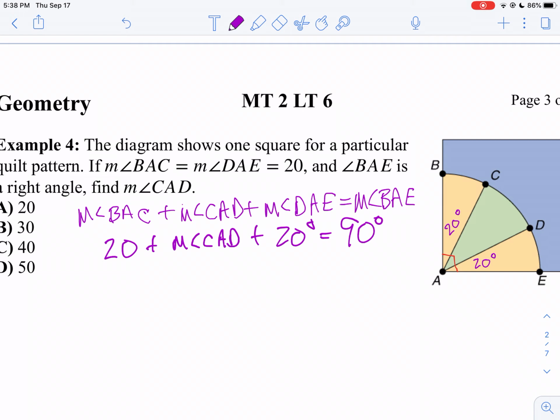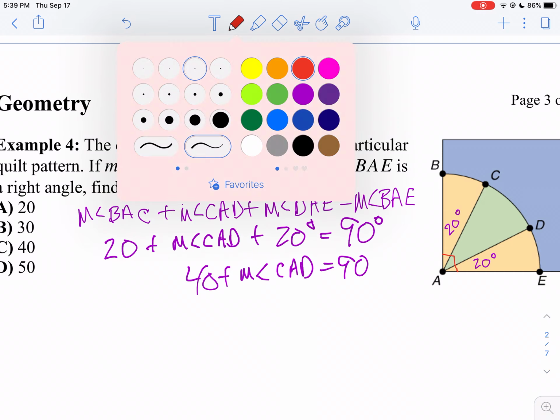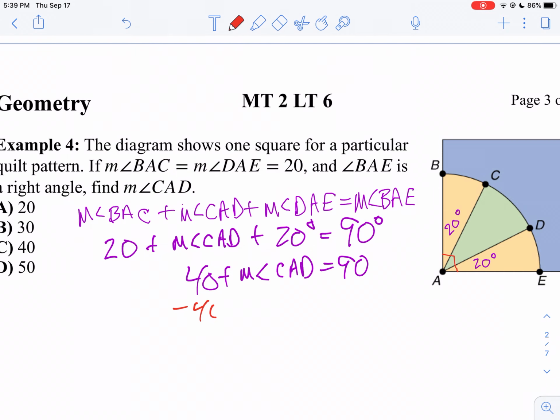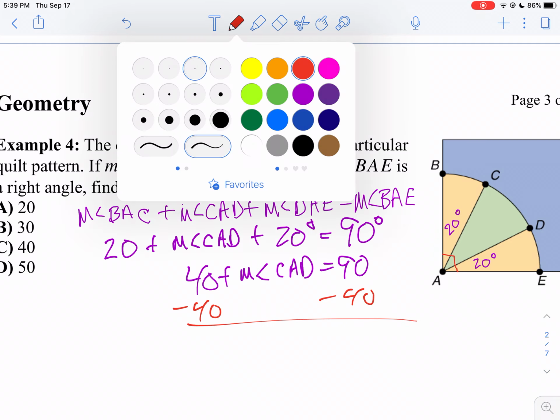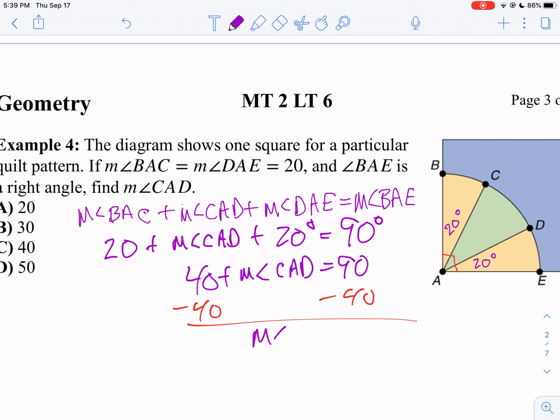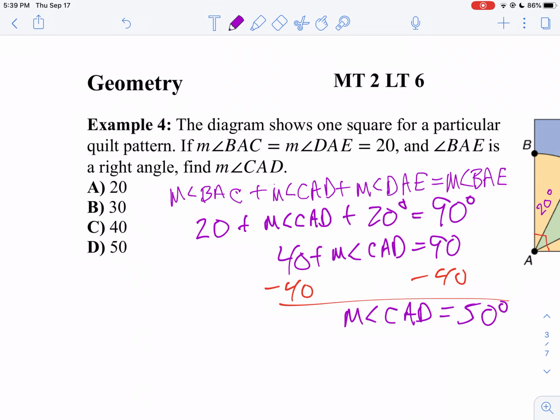Now we can do the algebra. We can simplify. 20 plus 20 is 40, plus the measure of angle CAD equals 90. So we'll do the algebra. Subtract 20 from both, or 40 from both sides. And we get the measure of angle CAD is 50 degrees. And so that is choice D.